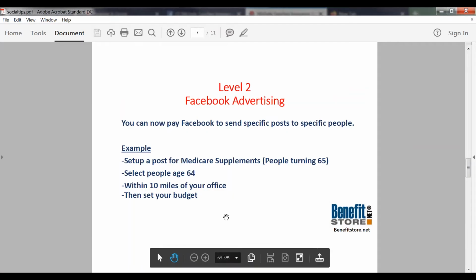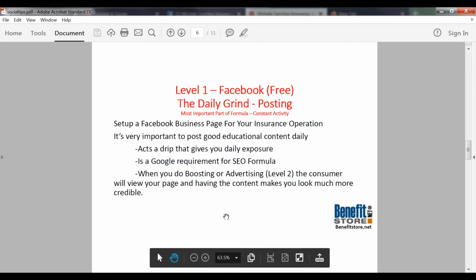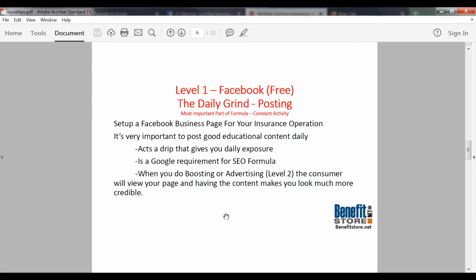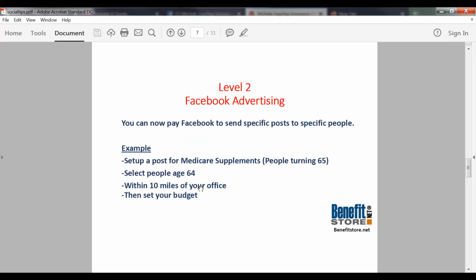So that was the point of my podcast today, to explain that there are two levels here. Level one, which is the free level, is what I call the daily grind. You have to show that you're legit, that you're active. You have to be posting each day, showing your expertise. And then level two, which is the pay level, takes a little more finesse and strategy. But if you have the other pieces in place, you're definitely going to increase your chances of getting results.